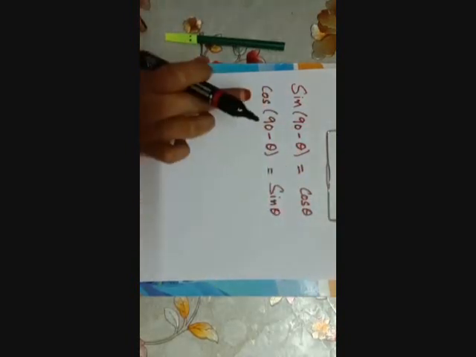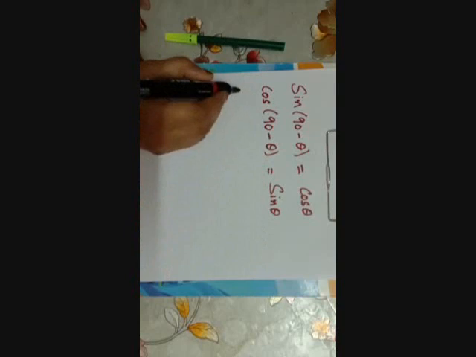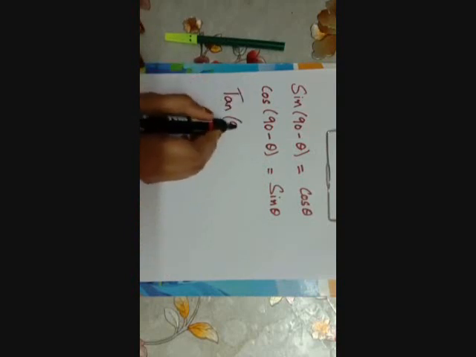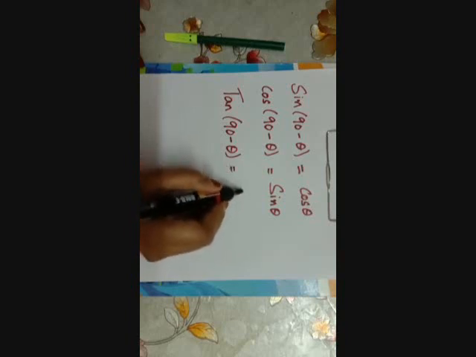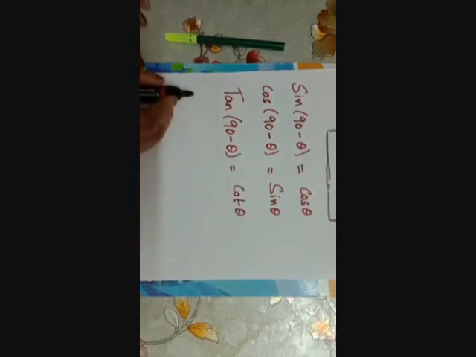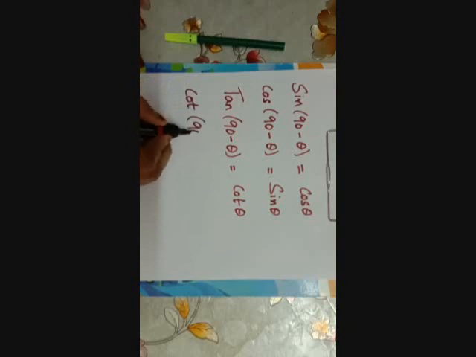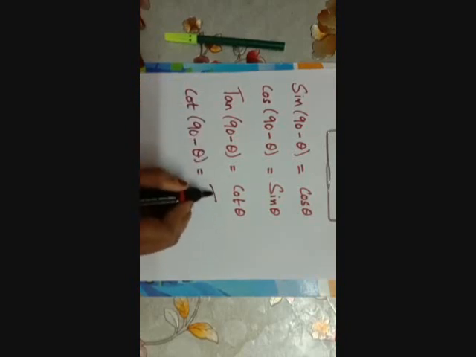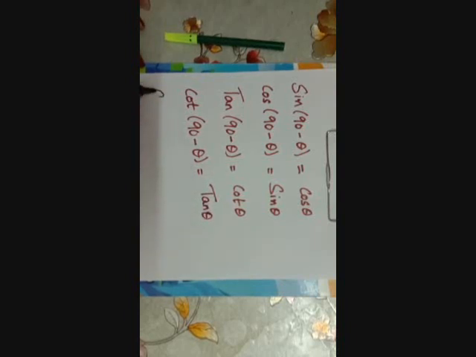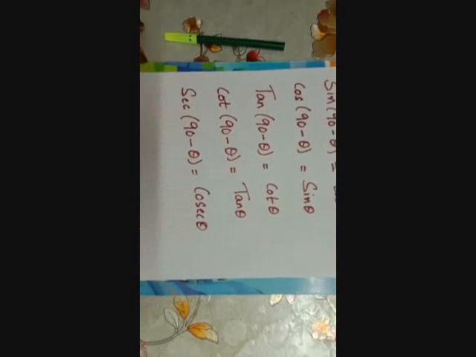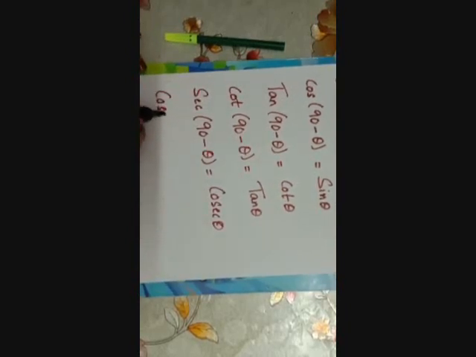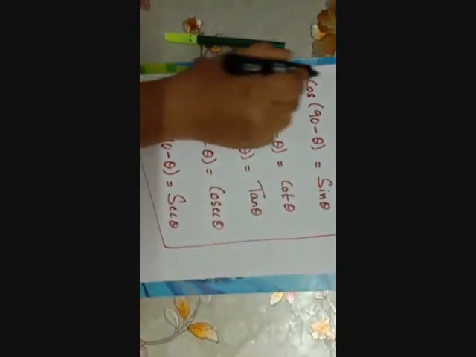Sine 90 minus theta, cos theta. Cos 90 minus theta, sine theta. Tan 90 minus theta, cot theta. Cot 90 minus theta, tan theta. Secant 90 minus theta is equal to cosecant theta. Cosecant 90 minus theta is secant theta. These are very, very important for the next exercise.